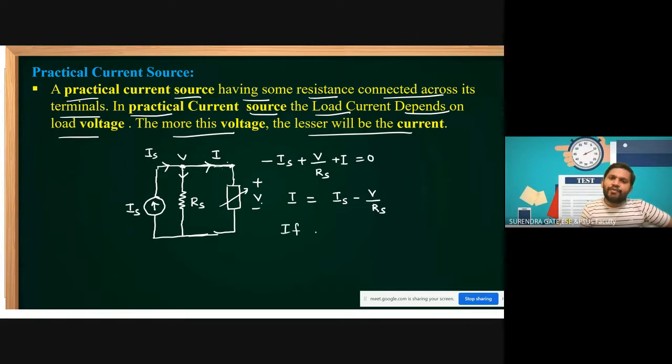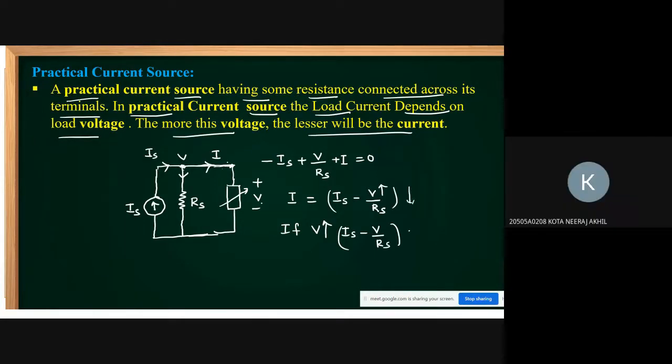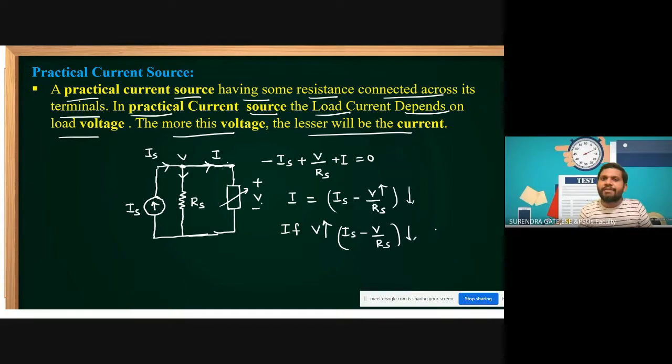In this case, if V increases, if the load voltage increases, what happens to IS minus V by RS, friends? Increases or decreases? If this increases, this resultant decreases. If this decreases, what about the I? Decreases. That's why the more the voltage, the lesser will be the current. Higher the voltage, lesser will be the current.